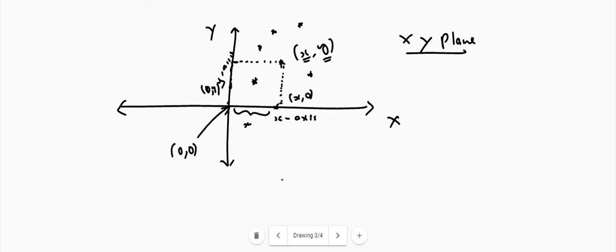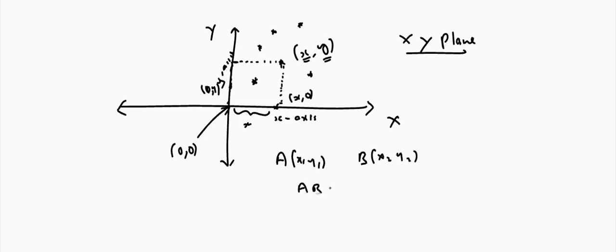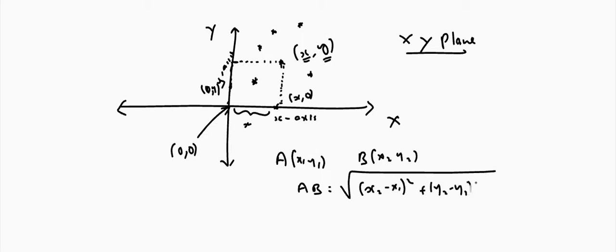Okay, and we studied in our earlier classes the distance formula and section formula, that is, the distance between any two points. If point A is (x1, y1) and another point B is (x2, y2), then the distance AB is equal to the root of (x2 minus x1) square plus (y2 minus y1) square. Like that we had studied the section formula also.